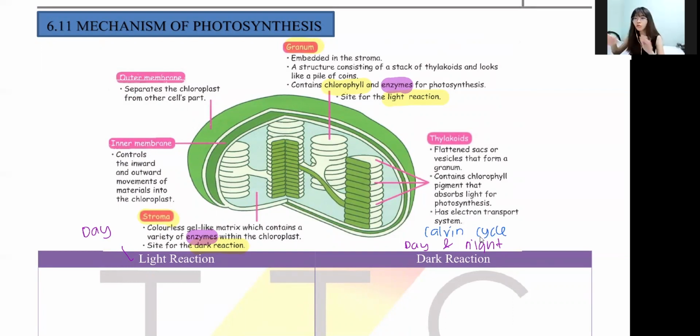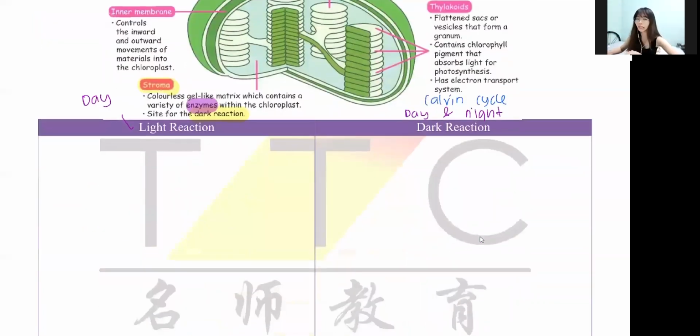Okay, so these two reactions have different process names. So light reaction, the process name is known as photolysis of water. Dark reaction is what? Dark reaction we call it reduction or fixation of carbon dioxide.